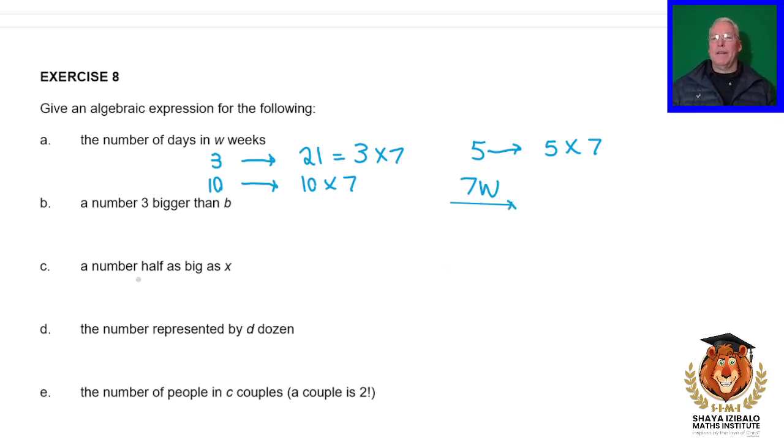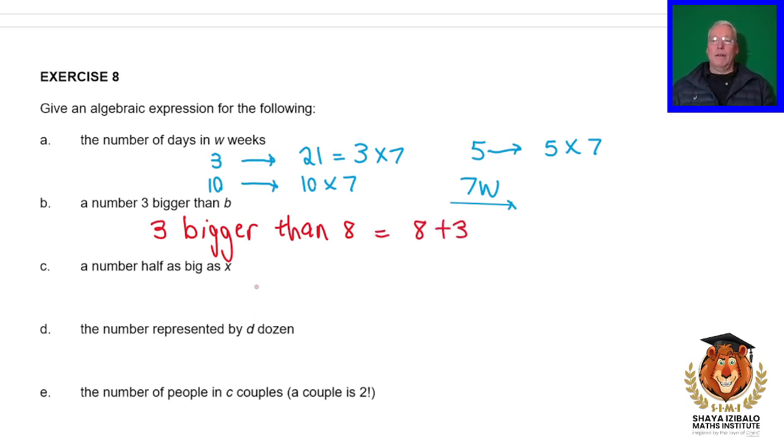Okay, right. Let's think of a number that's 3 bigger than B. Okay, 3 bigger than B. And again, let's go back to numbers. A number that's 3 bigger than 8. Well, it will just be 8 plus 3, won't it? All right? So a number that's 3 bigger than B will be B plus 3. Okay, the B is just replacing a number.